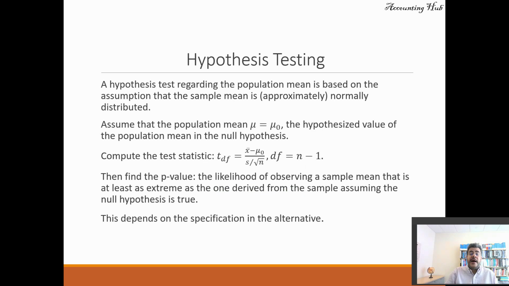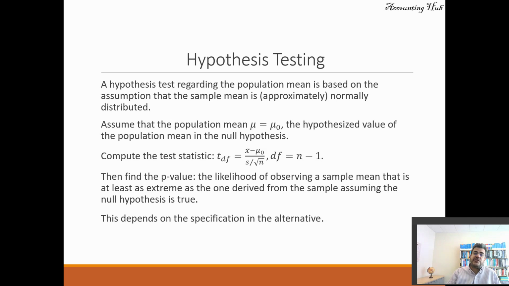So, a hypothesis test regarding the population mean is based on the assumption that the sample mean is approximately normally distributed, especially if the sample is greater than 30, 35. That is our central limit theorem. And by the way, we have a video about that. If you want to know more about this topic, the video is in our video description.